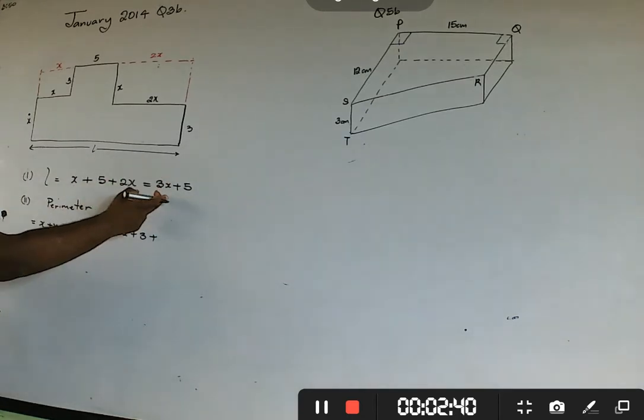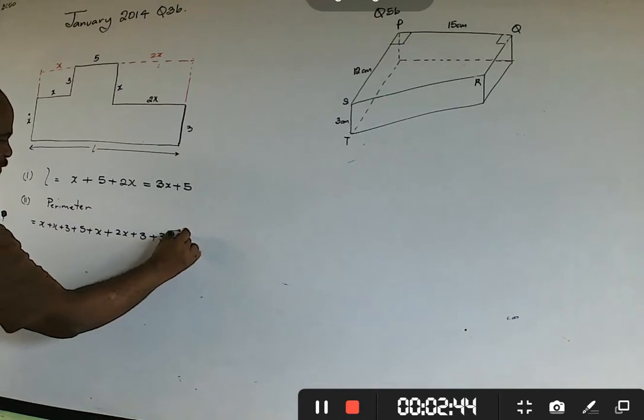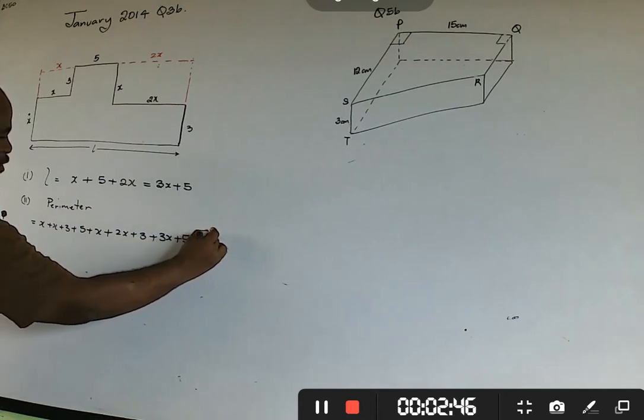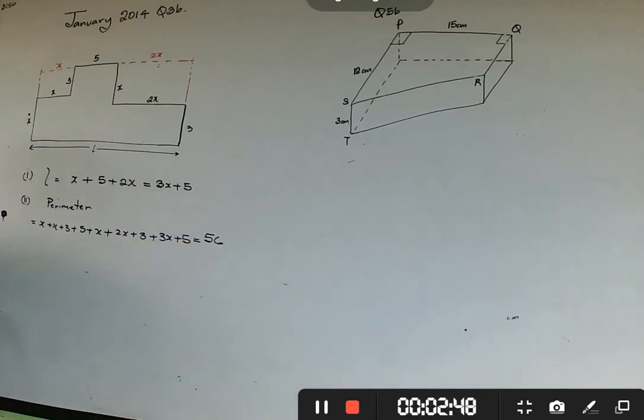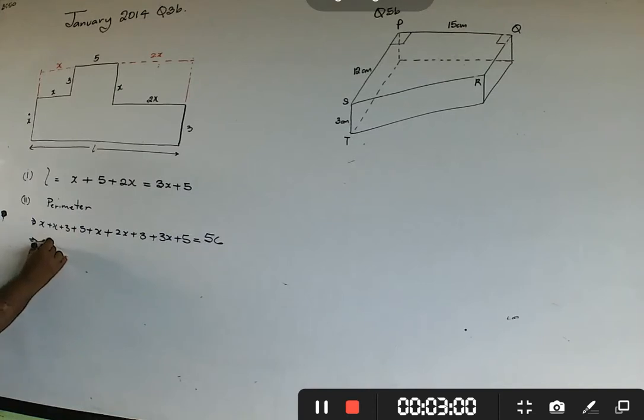But L is what? 3x plus 5, and this perimeter is equal to 56. Therefore, x plus x is 2x, plus x is 3x, plus 2x is 5x, plus 3x is 8x. Do you agree? 2x, 3x, 6x plus 2x, that is 8x.